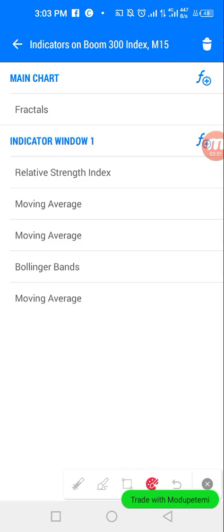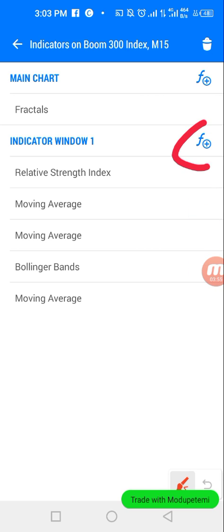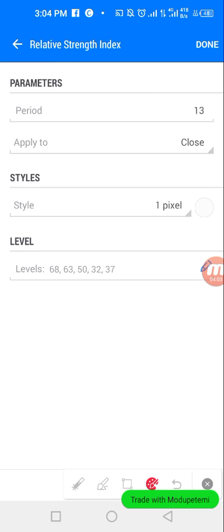Okay, so the first thing we are going to be adding is going to be our what? Pay attention to this, my what? Indicator window here, right? So this is what we'll be using. The first thing we are going to be adding is our relative strength index. So the period is 13, apply to close.